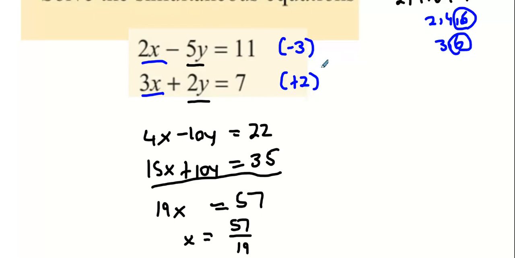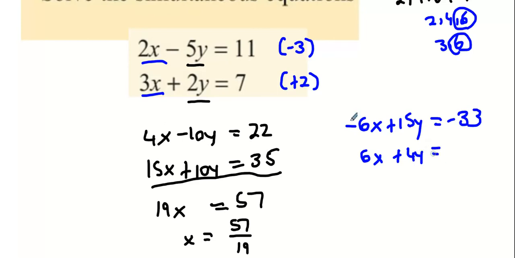I'm going to stick to what I have. Minus 3 times 2x is minus 6x, minus 3 times minus 5y is plus 15y, minus 3 times 11 is minus 33, and then 2 times 3x is 6x, 2 times 2y is 4y, and finally 2 times 7 is 14. Going to add downwards. Minus 6 plus 6 is 0.